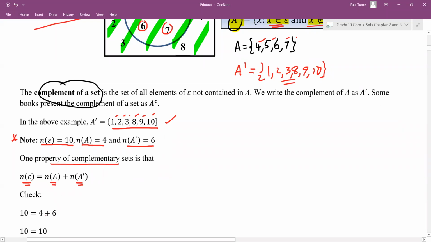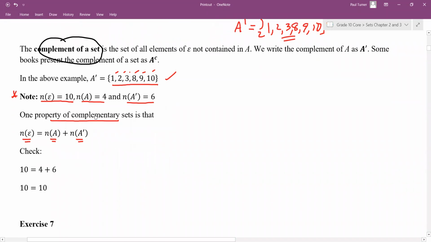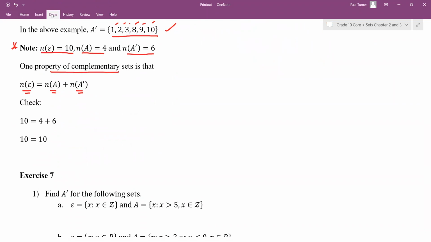So when we put them in to check, we can check them here. The number in the universe is 10. We got that from the question. The number in A is 4. The number not in A is 6. And they should be equal, always. So that's one way you can check that you've done the work correctly here.